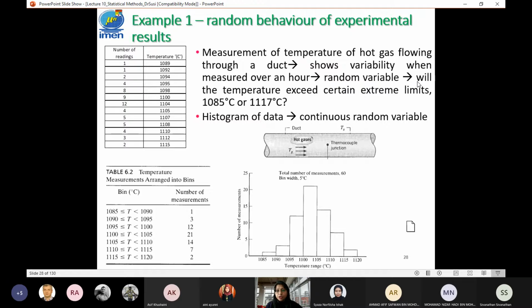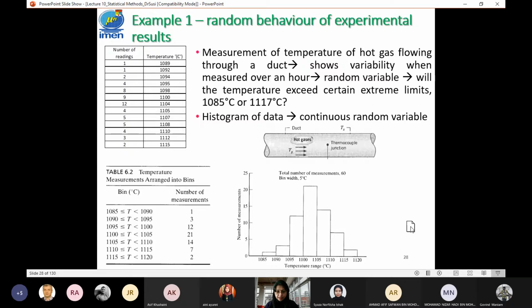So the question is, will the temperature exceed certain extreme limits? For example, will it go below 1085 or will it go higher than 1117? The highest number is 1117. You have some raw data and then you bin them into categories, and then you produce a histogram of the various bins, and you can see that this is a normal plot, a Gaussian plot.